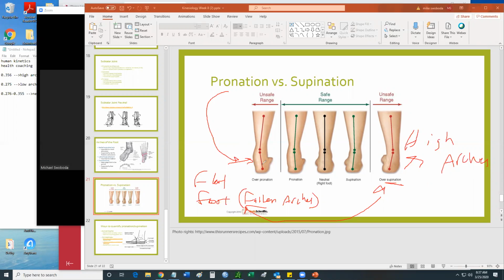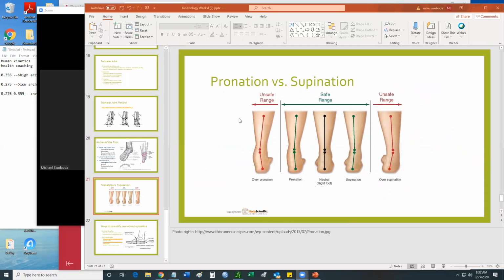As you can see, if I'm overpronated, I have this big angle outward here. If I'm oversupinated, I have this big angle inward here. Both of these put you in an unsafe range as far as both ankle and Achilles tendon health. So your ankle and your Achilles tendon will be weakened and less stable if you have too much pronation or too much supination. So that's really where the importance of this comes.